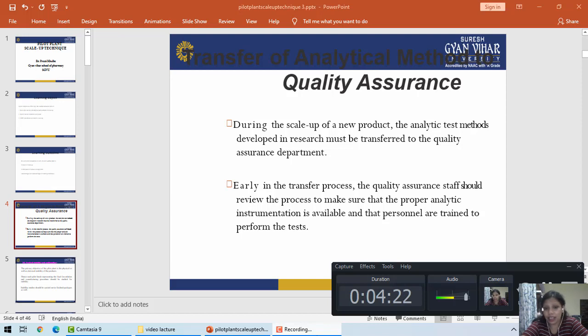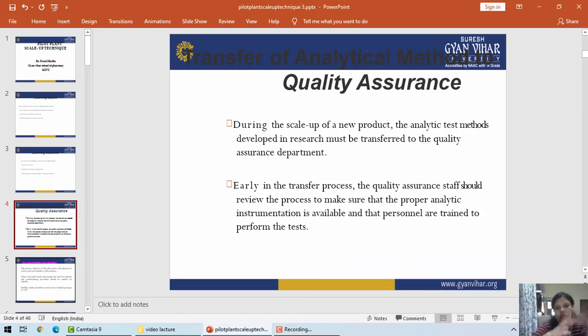As we have discussed, the analytical method is transferred to the quality assurance department of that particular organization, that particular manufacturing area. Early in the transfer process, the quality assurance staff should review the process to make sure that the proper analytic instrumentation is available and that personnel are trained to perform the test.